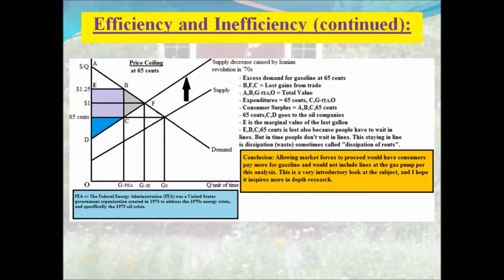Level E shows the marginal value of the last gallon of gas, which is $1.25 in this case. Points E, B, C, and 65 cents is lost, also because people have to wait in lines. But in time, people don't wait in lines. They find other ways to use their time. This staying in line is dissipation or waste, sometimes called dissipation of rents.